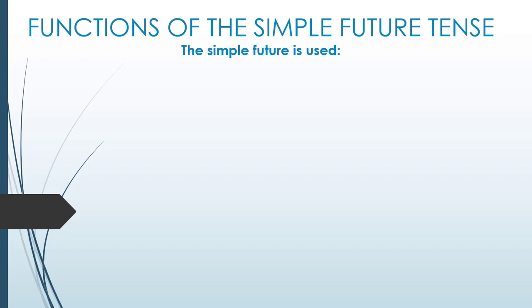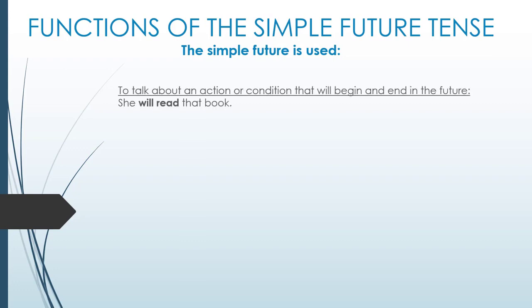Let's now see the functions of the simple future tense. The simple future is used to talk about an action or condition that will begin and end in the future. For example, she will read that book. It means that she will read it in the future, start and finish the action in the future.